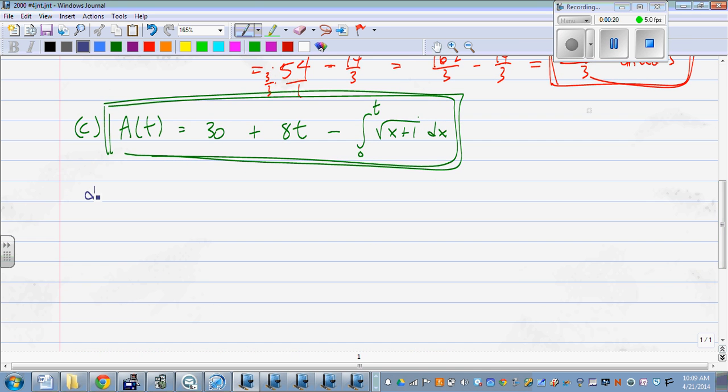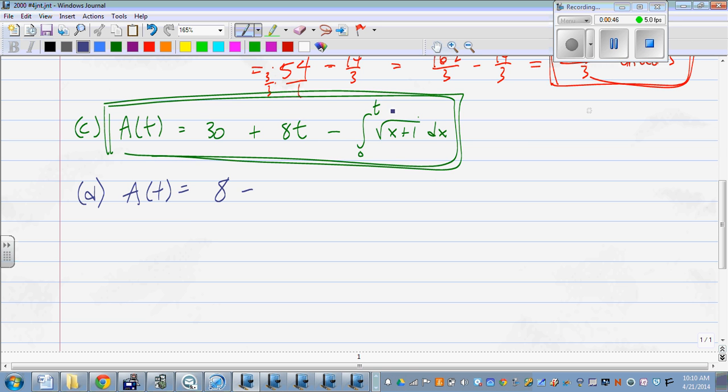But to find the maximum, we need to look at the derivative, figure out when the derivative is 0. We can look at a number line to figure out local mins and maxes, but then we have to take into account the endpoints. So for this one, let's look at the derivative of the function that we just wrote. Well, derivative of 30 is just 0. Derivative of 8t is just 8.